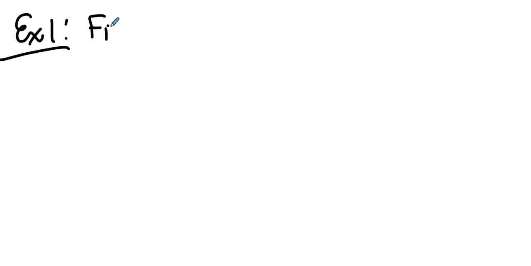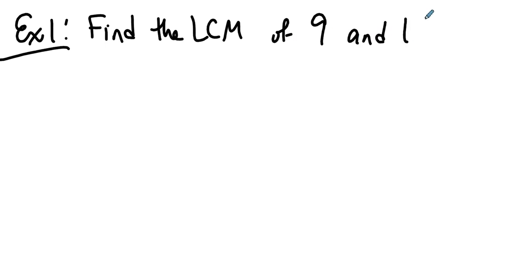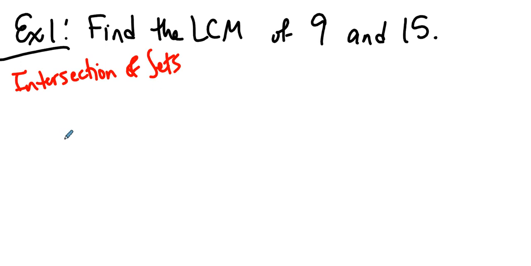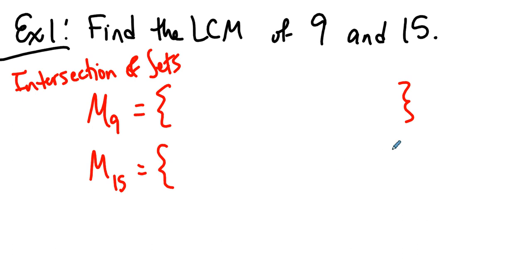So let's take a look. Find the least common multiple of 9 and 15. We will use the intersection of sets method, which is a very similar process to what we used to find GCFs. We're going to list out the multiples of 9. We're going to list out the multiples of 15 and look for what they have in common.